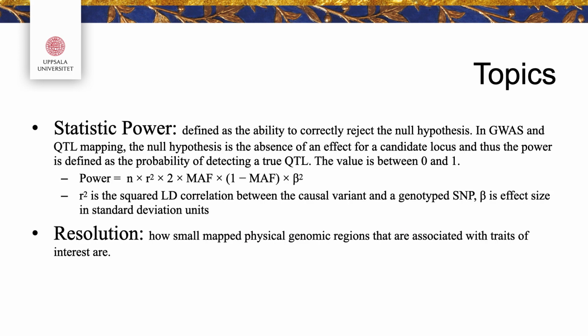Let's start from statistic power. Statistic power is the probability for us to reject the null hypothesis, which states no effect of the marker on the trait. Peter in 2017 introduced a method that could be used for power calculation. Resolution is how small the regions are, but we don't have a criterion to say how small is good or how big is not good. It depends on different projects.